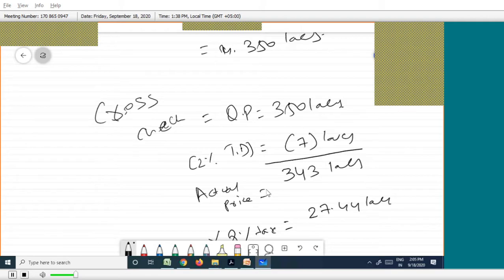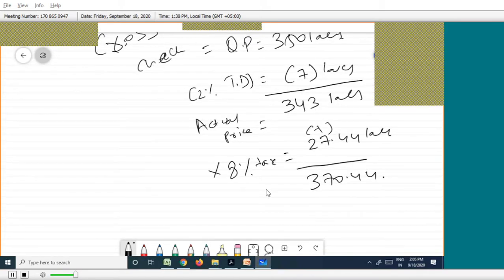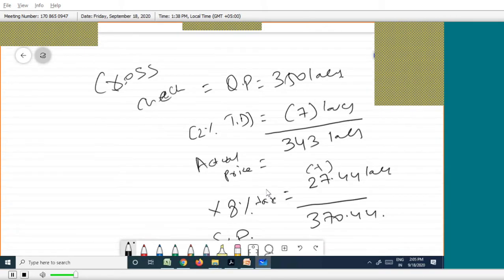All of you understood up to this? This is very, very important for this problem. So why am I doing all these steps? Because transportation charges and installation charges are charged based on the quoted price. That is why I am doing this exercise.